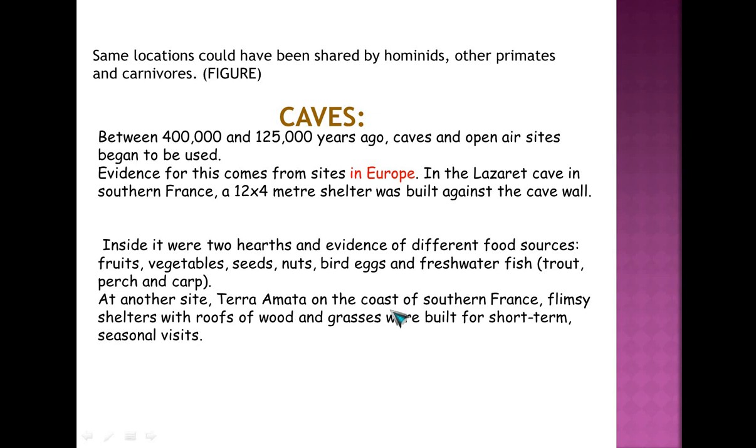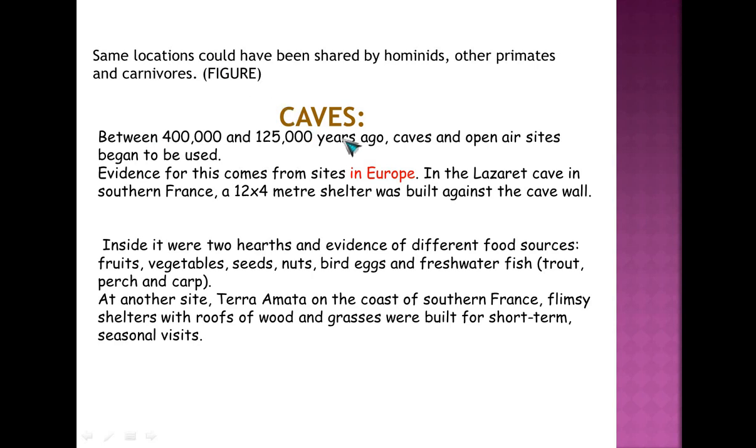Very easy point. And some locations could have been shared by hominids, other primates and carnivores. So there are a lot of locations which are shared by all these groups. The figure is given in your textbook, where the same place was used by all these three groups. There is one nice diagrammatic representation of it in your textbook where they have given the diagrams and the labels to make you understand that all these three groups visited these locations at three different times.